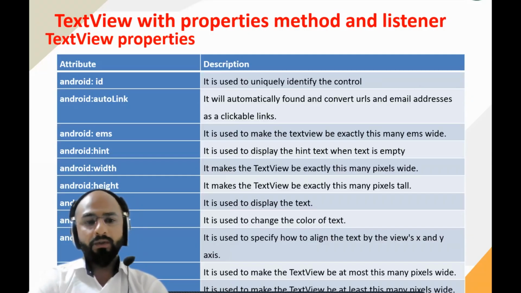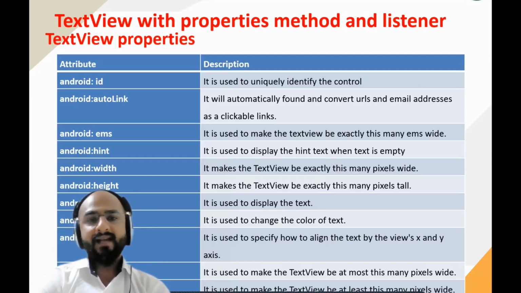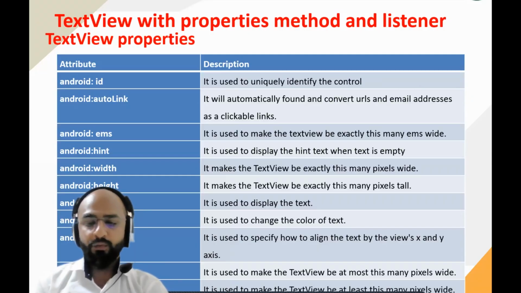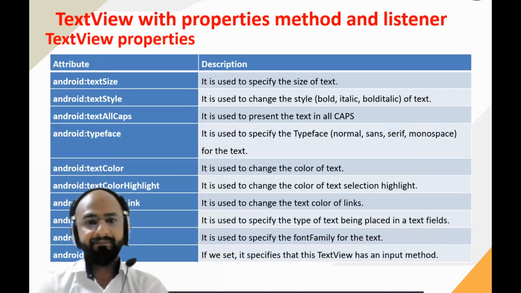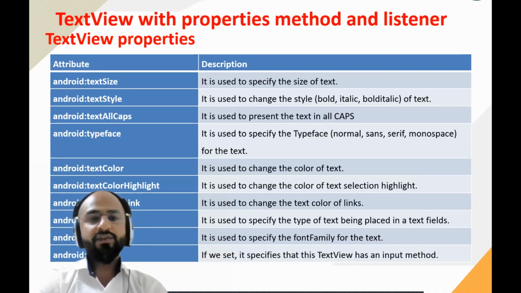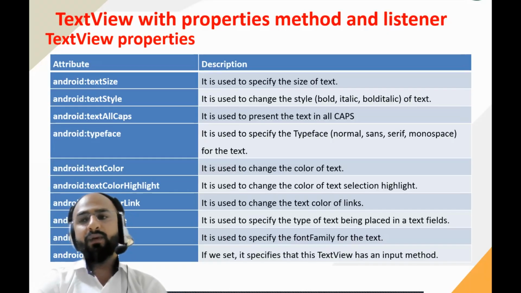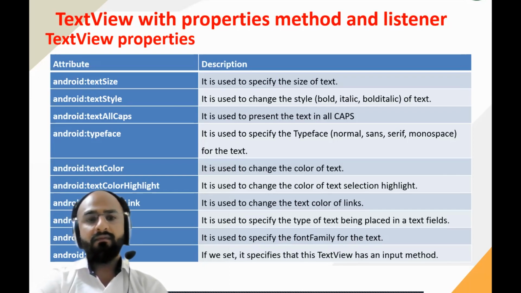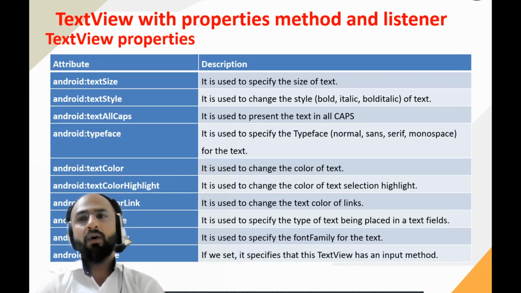So ID, auto link, EMS, hint, width, height, text, text color, gravity, max width and min width. These are the properties that I explained to you in this slide. There are other properties also, a very important one, Android colon text size. Text size is used to specify the size of text. You can provide the value of this property with DP or SP.